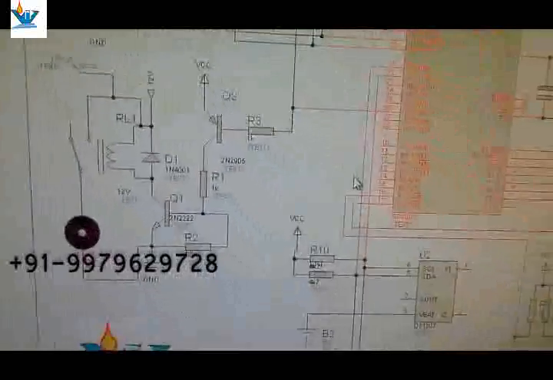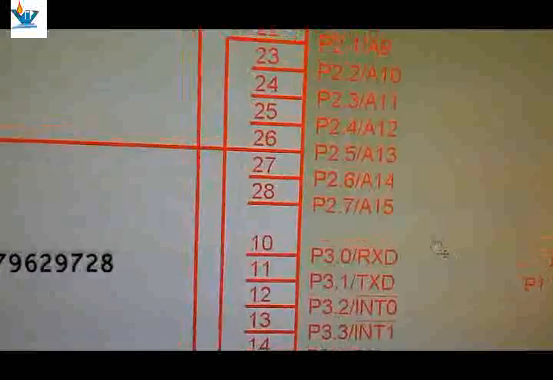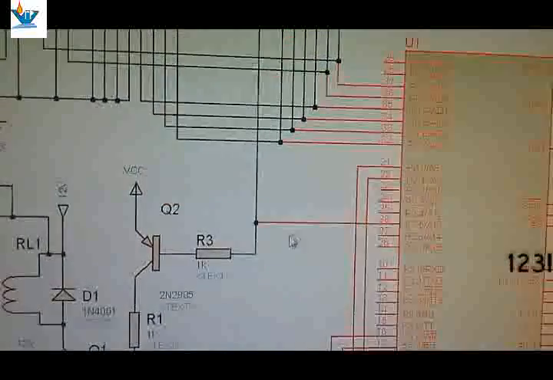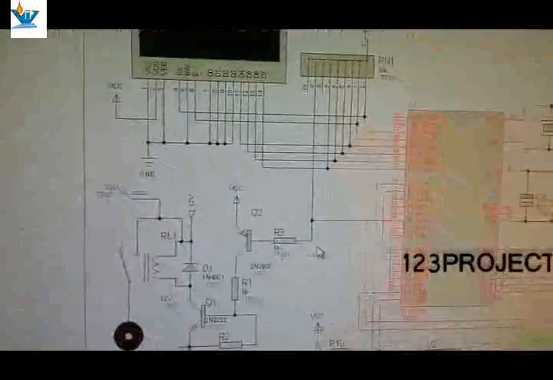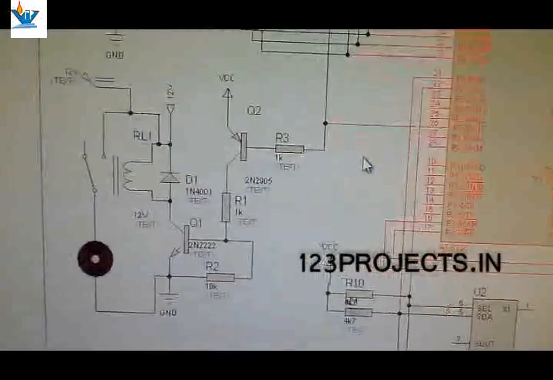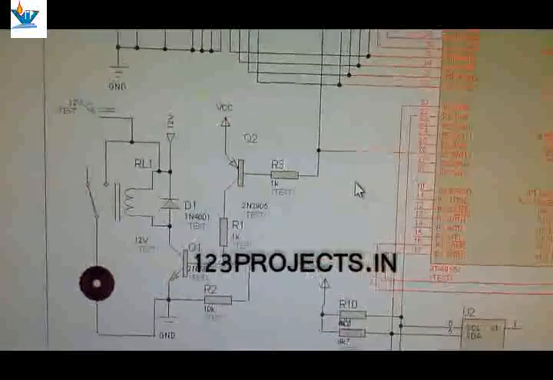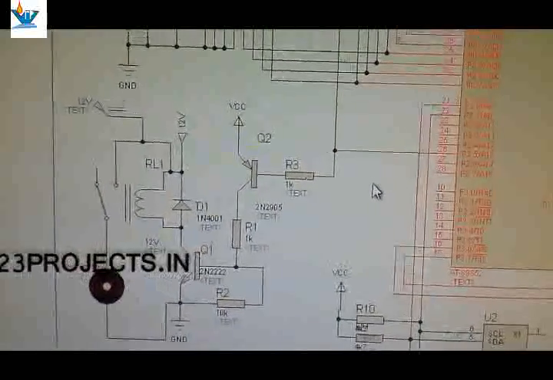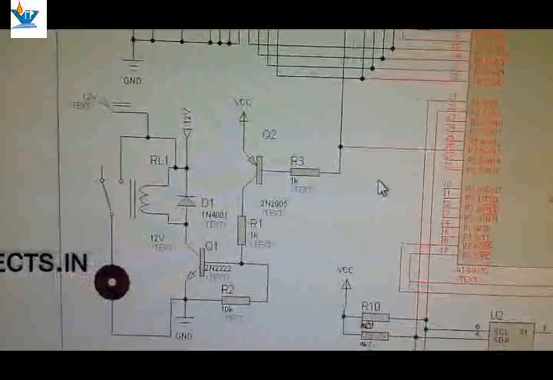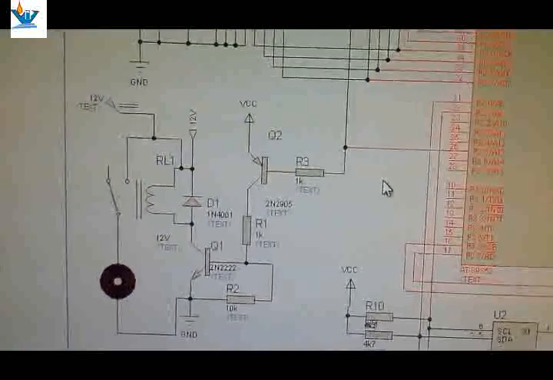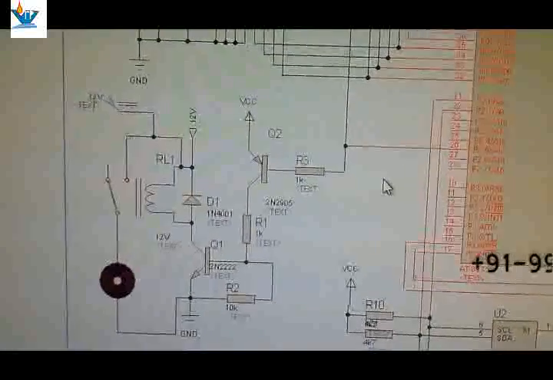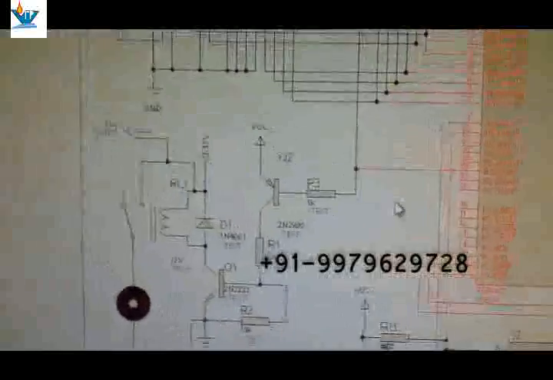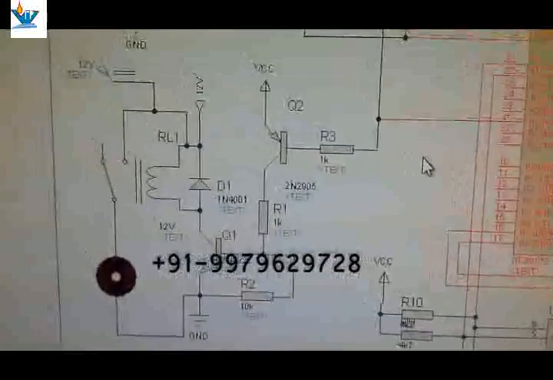While the bell is connected at port number 2, pin number 2.5 is an active low output pin, which is made active low by software. Output of this pin is attached with one PNP transistor, and the output of this transistor from its collector is connected with an NPN transistor, which drives the relay and drives the buzzer or a bell, whatever we need.